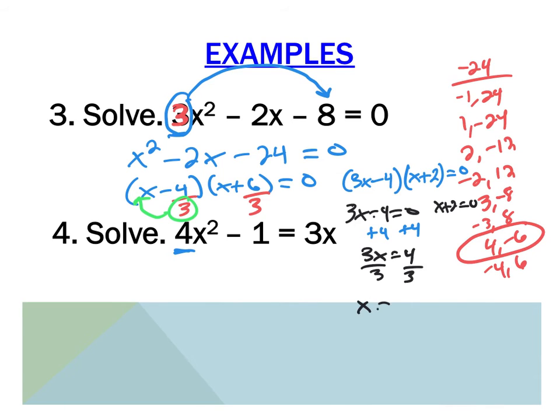And so one answer is x equals 4/3. And then the other one comes from subtracting 2 to both sides. Looks like x equals -2 would be my other solution there. And so let's take a look at one more here with the voodoo method.